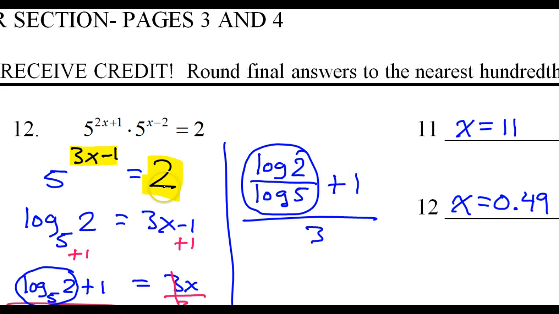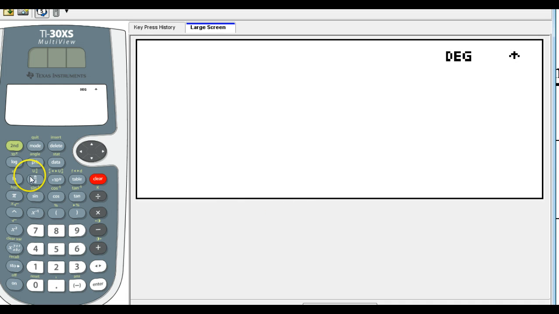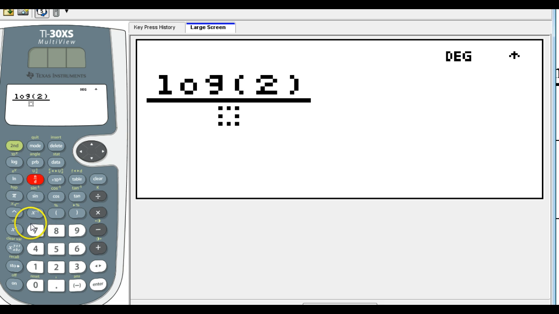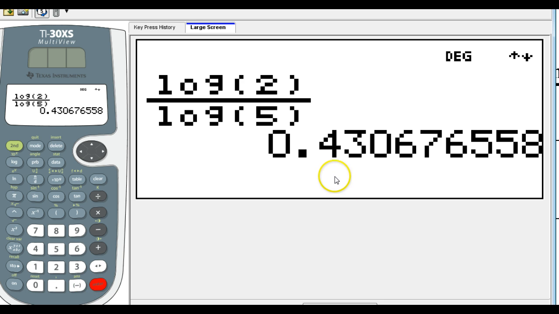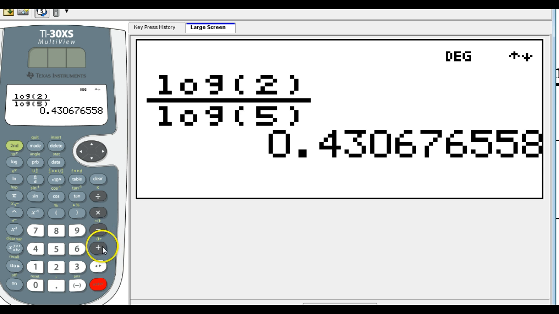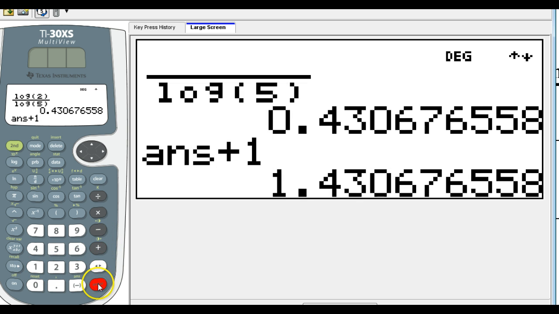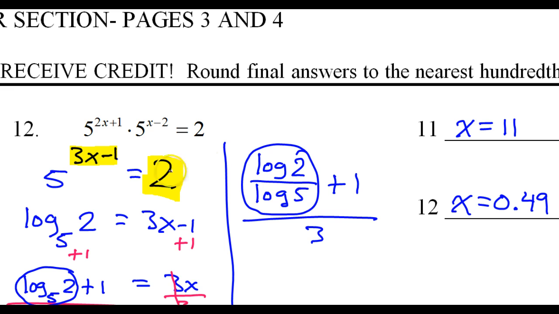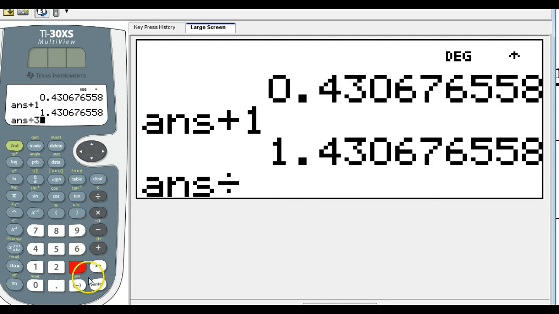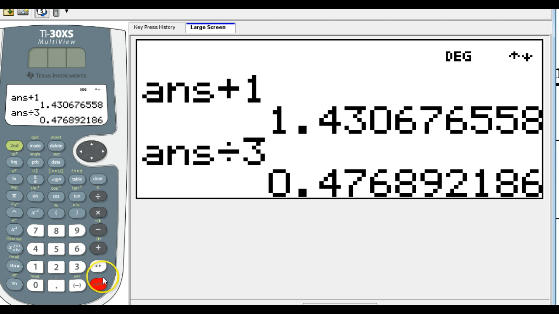Alright, if you did not like what I did with the whole nested fraction thing, what you could do instead is do it in steps. You could do the log 2 divided by log 5 part first. Okay, some students prefer to do it this way. Log 2 divided by log 5. Alright, and you get an answer. Now don't round this. Next you're going to add 1, so you can just go plus 1 and hit enter. Alright, now you got this. Now you know you have to divide by 3 now, so you can just go divided by 3.